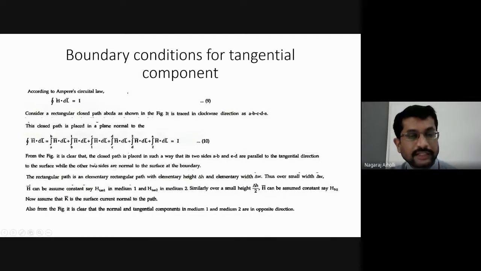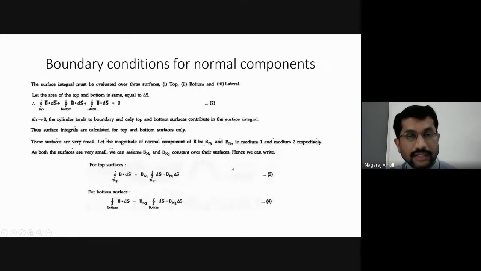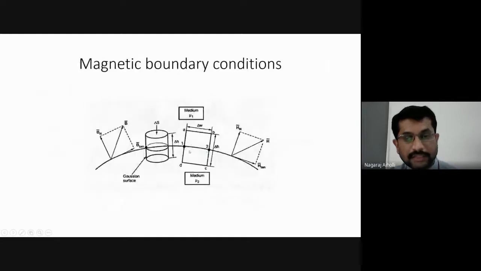Now from the figure, it is clear that the closed path is placed in such a way that its two sides AB and CD are parallel to the tangential direction. AB and CD are tangential, or parallel, to the boundary, whereas AD and BC are perpendicular, or normal, to the boundary.